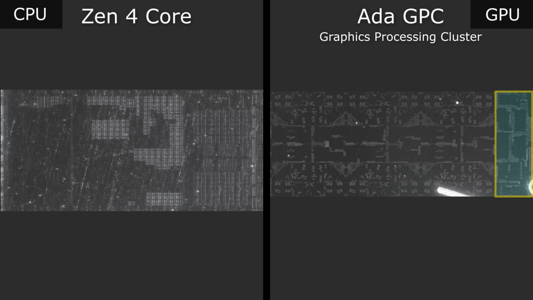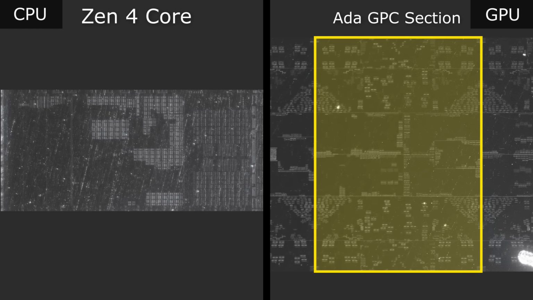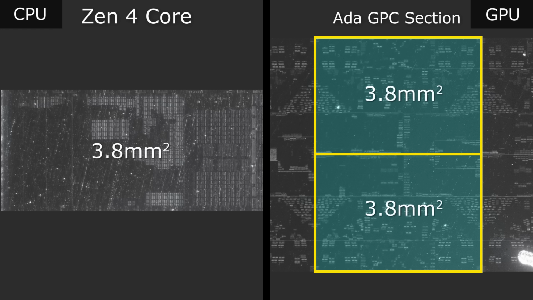Although there is a section on the right which contains several non-repeating things like the raster engine, we can see that the rest of the GPC is made up of what appear to be 3 more repeating tiles. However, if we zoom in on one of the tiles, we see that actually the tiles themselves each appear to be made up of 2 mirrored subtiles, one on the top and one on the bottom. So in fact, there are 6 subtiles in a GPC. If we measure the size of one of these subtiles, we actually find that it matches the area of a Zen 4 core pretty closely. Both are around 3.8 square millimeters.